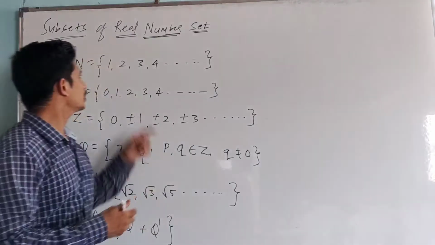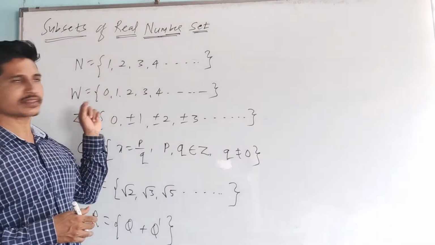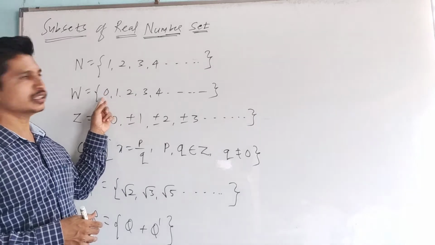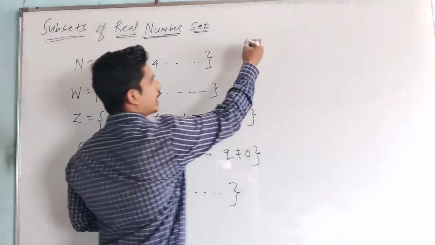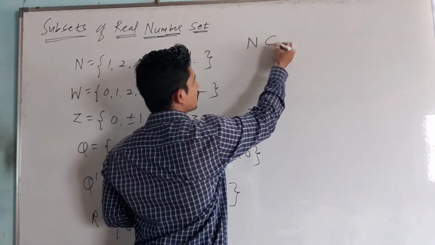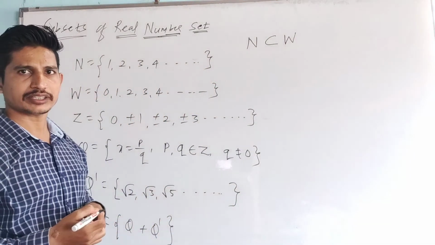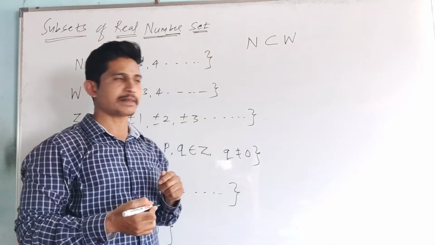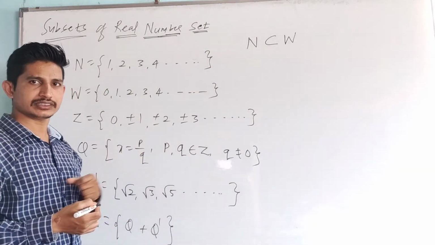All these numbers 1, 2, 3, 4, 5 will come in this set. Here 1, 2, 3, 4 are there, plus an extra 0 is there. So this is the bigger set and this is the smaller set. So we can say that the natural number set is a subset of whole numbers.